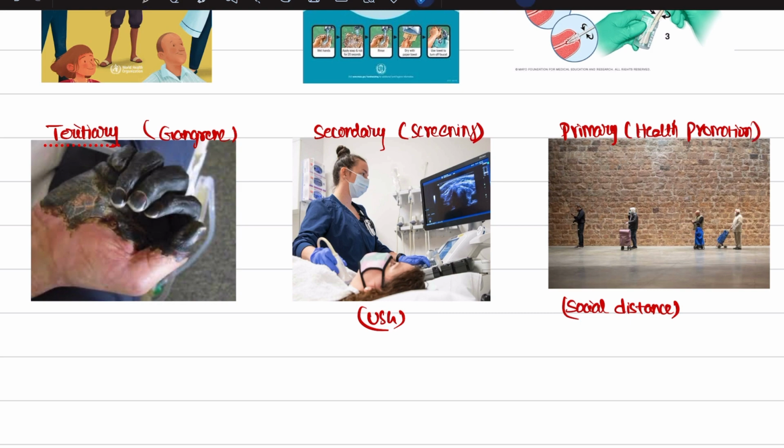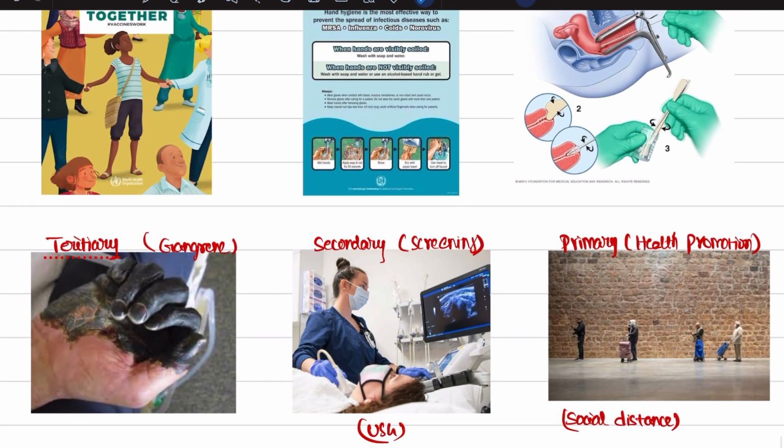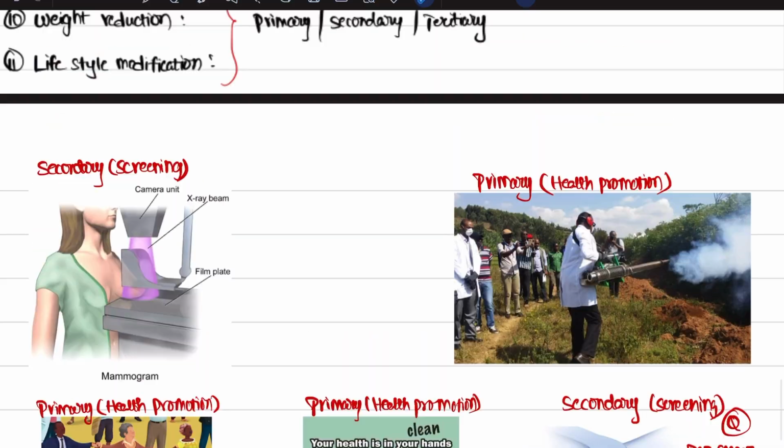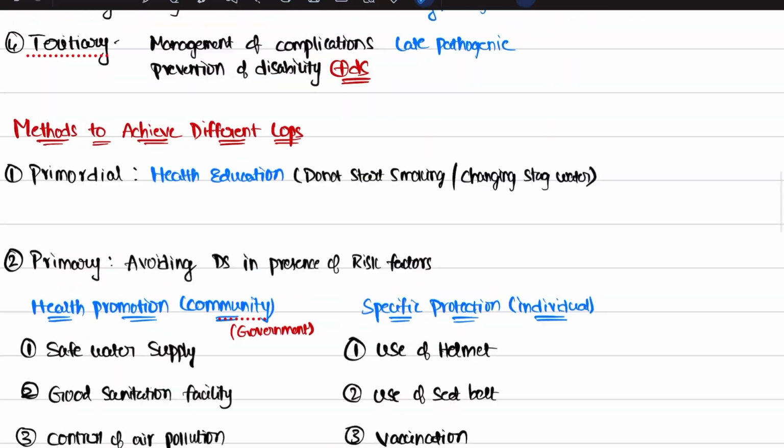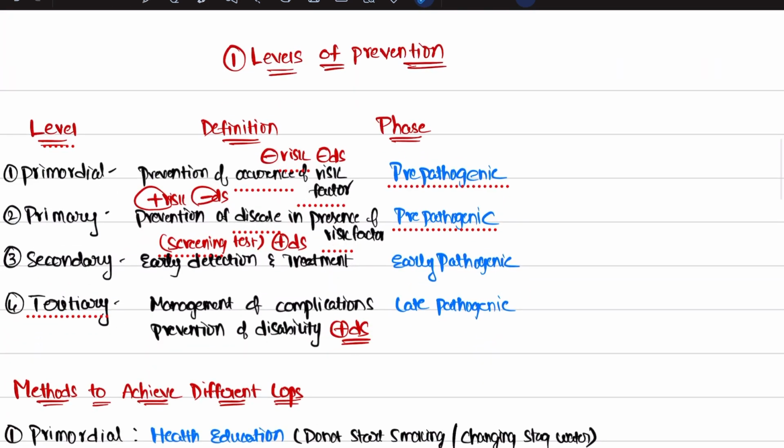So this is all the topic that I have discussed. This is good enough to answer in the exams if a question comes from this topic. And I am going to revise a very tough area that you didn't understand. If you just understand these 4 points, you are going to answer all the questions. See, in the primordial, what is there? No risk factor, no disease. This comes under the pre-pathogenic phase.